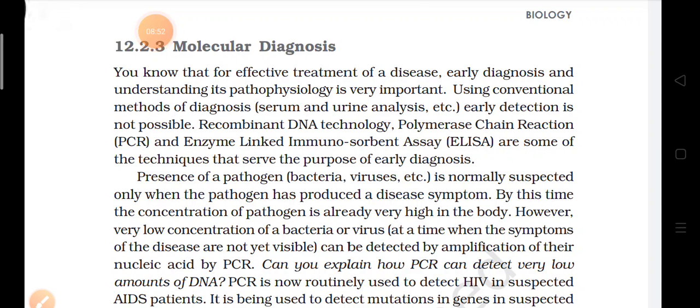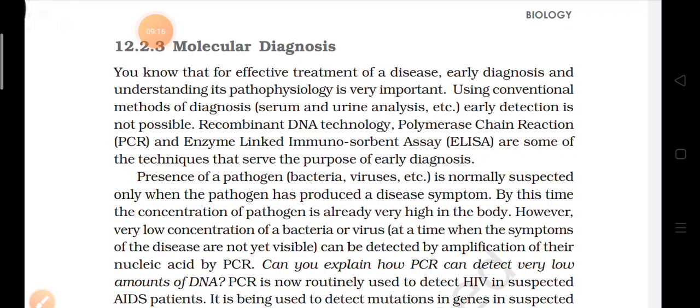Now the next role of biotechnology is in the field of medicine only: molecular diagnosis. Means what is molecular diagnosis? See, whenever you are suffering from any disease, you have symptoms of that disease, and when the symptoms appear, you visit the doctor. The doctor studies the signs and symptoms, and then the treatment is given.